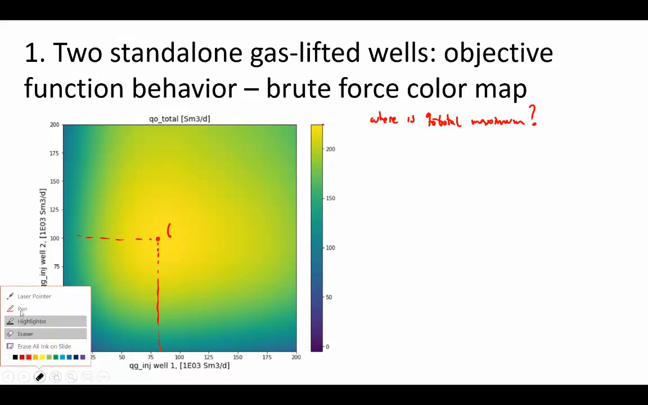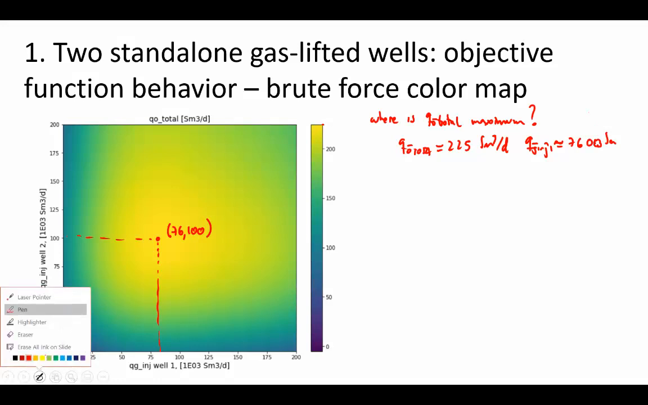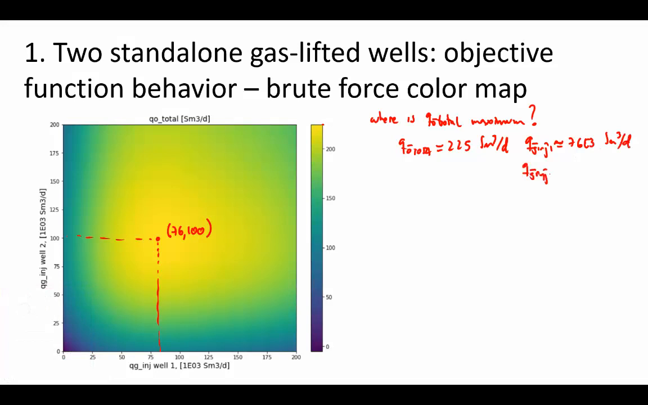I use X and Y. I use X first, which is Q injection well 1. Maybe that will be 76 and will be around 100. And it's around, this is like 225. Q oil total is around 225 standard cubic meters per day, and Q gas injection 1 is around 76,000, and Q gas injection 2 is around 100, and well 2 is around 100.